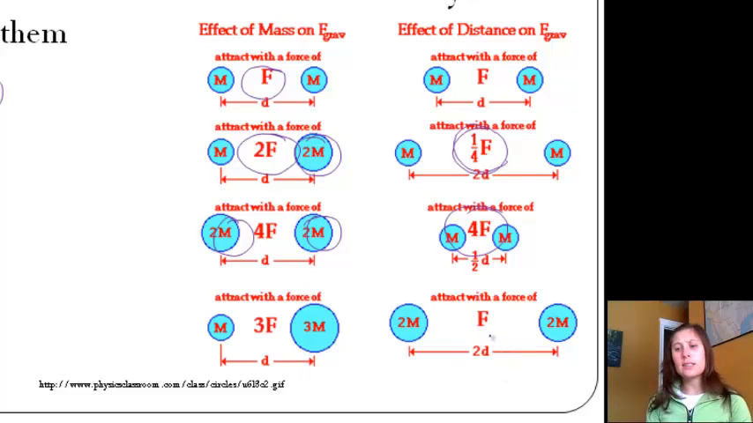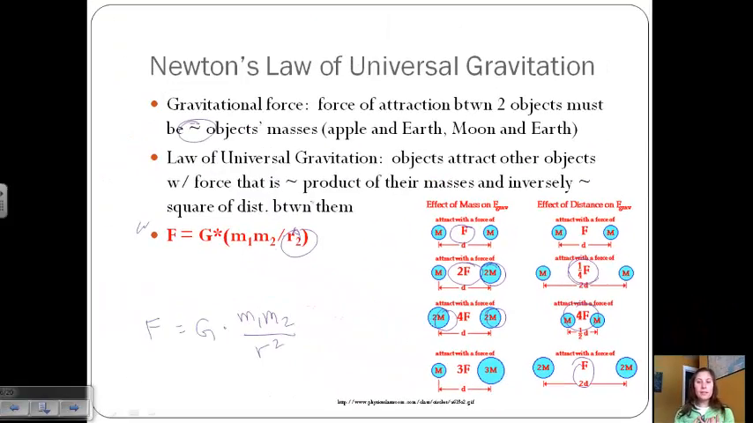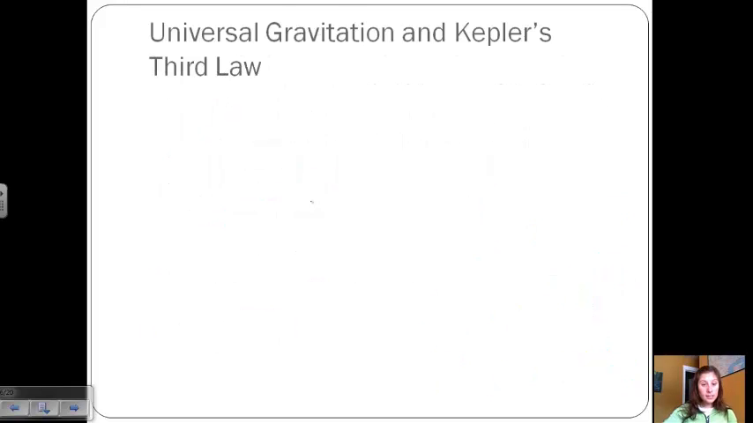And then here we're changing distance and mass together, and so that gets a little bit more complicated. So the two main things you need to take from this are that as we increase mass, we're increasing force between the two objects, and as we increase distance between the two objects, we are decreasing the force between them. And then we put those two factors together to get the law of universal gravitation. G represents the gravitational constant, which we will get to in a minute.